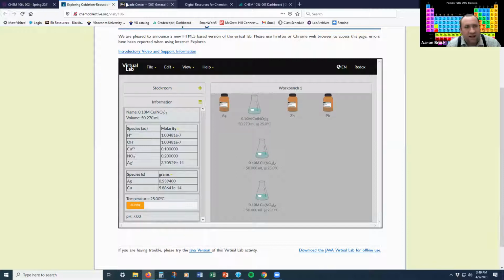And now I can see the results of what happened. In this particular case, I look at this and I say, the concentration of the copper did not change. Concentration of the nitrate did not change. I have just as much undissolved silver as I did before. And I've got just a little tiny speck of copper in there, probably not enough to measure.